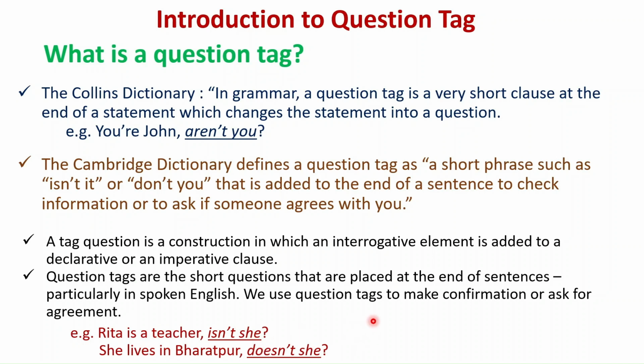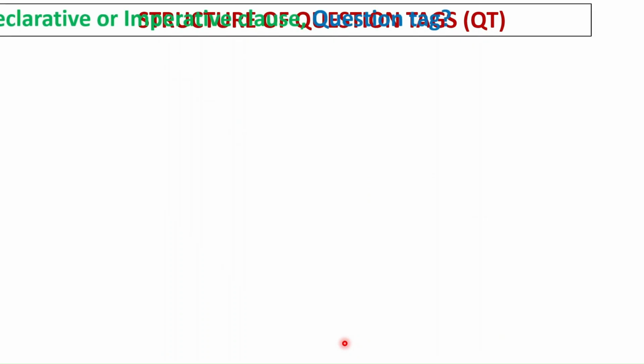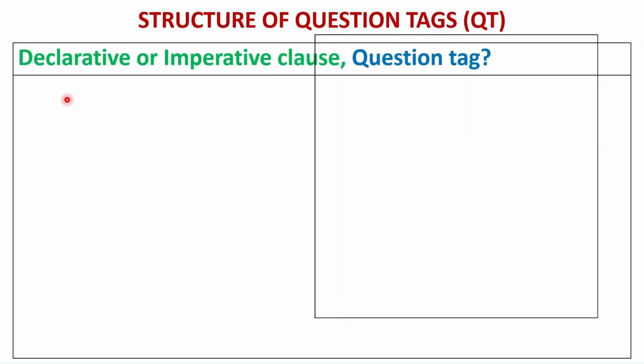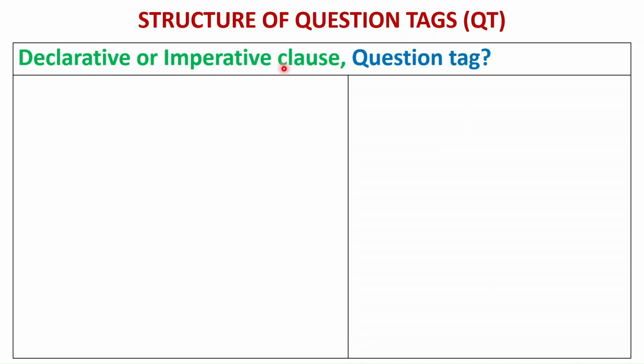If we are making confirmation, in such a situation we use rising intonation because that is to get or to check information about something. And if we are asking someone for agreement, in such a situation we use falling intonation because we are making someone agree with us. This is the definition of question tag. Now let's move to the structure of question tags. First of all, there is a declarative or imperative clause. Then we use a comma, and after that there is the question tag that has only two words.